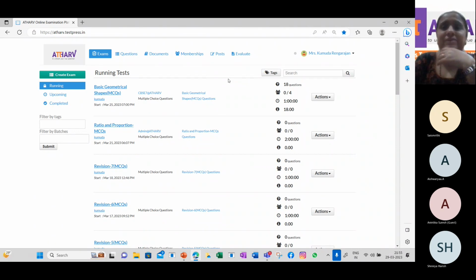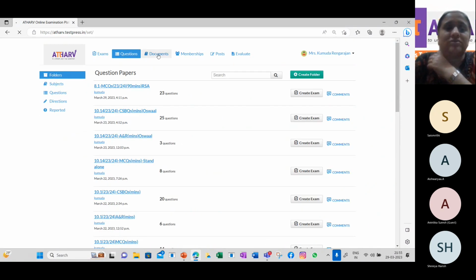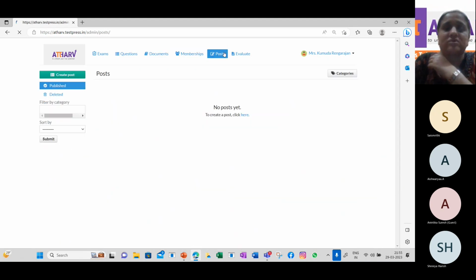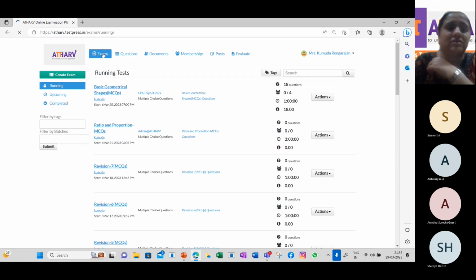So from the admin's end, I can see all this, but students will see only 3 tabs. See here, I can see exams, questions, documents, memberships, and posts. I can see so many here. But you will find only exams, documents, and analytics.